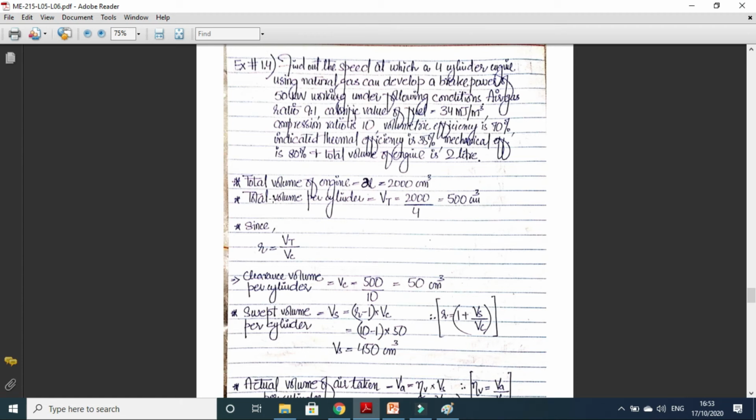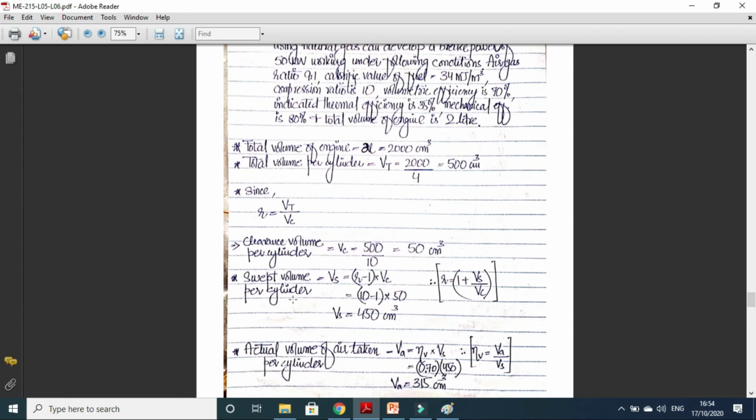So what will be total volume per cylinder? We have 4 cylinder and total volume is 2000, so volume per cylinder will be 500 centimeter cube. Now we know the compression ratio formula. That compression ratio formula is total volume divided by clearance volume. We know the total volume per cylinder. If we divide by 10, then we get the clearance volume. So clearance volume is 50.